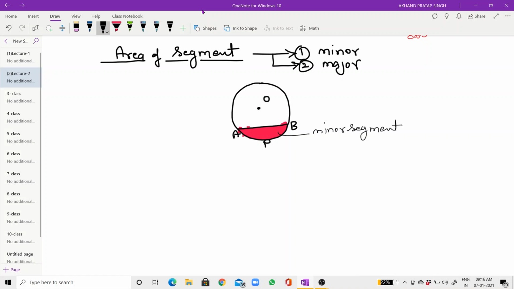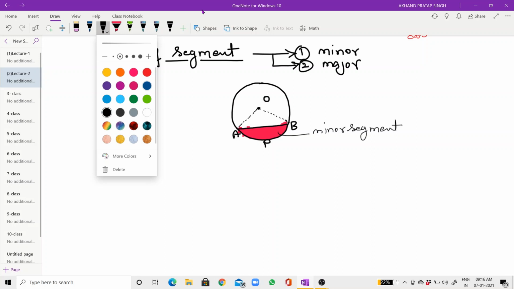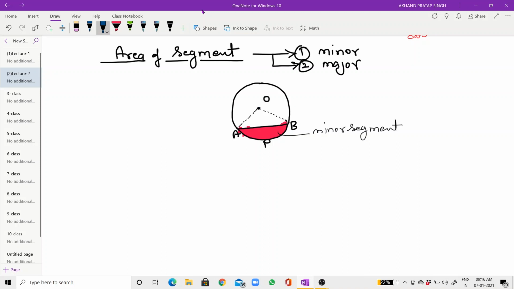So first, we draw from center O to A and from center O to B. Let's change the pen. So this portion, OA and OB. OA is equal to OB. Why? Because they are radii. And OABO is a triangle.